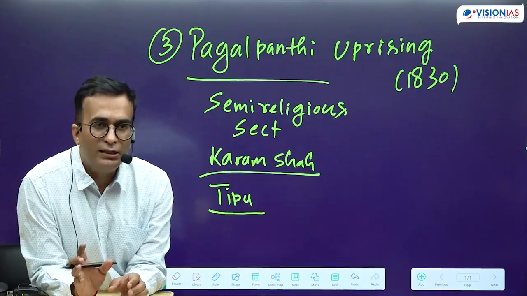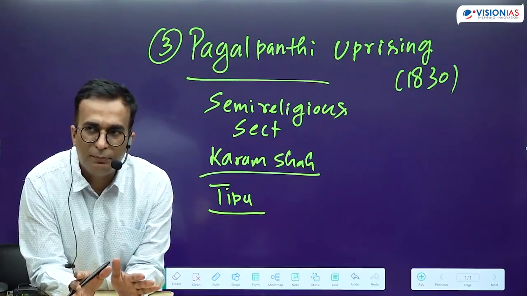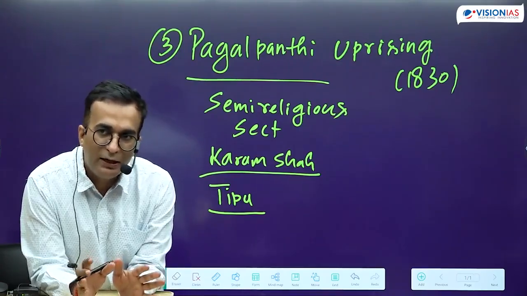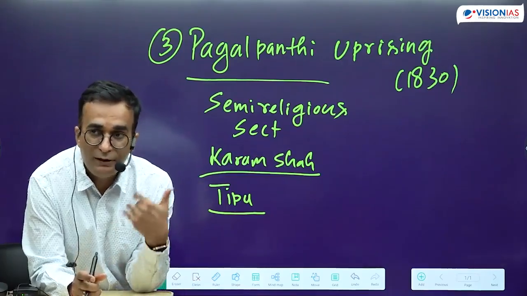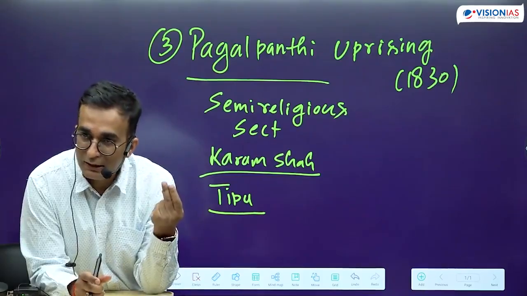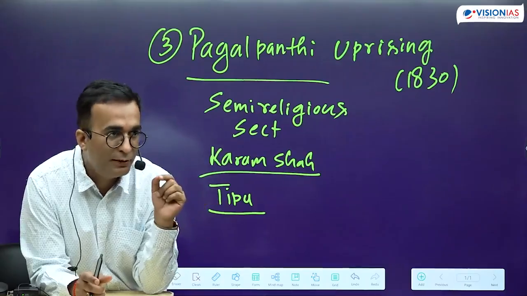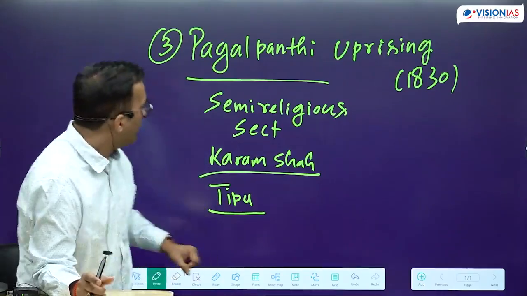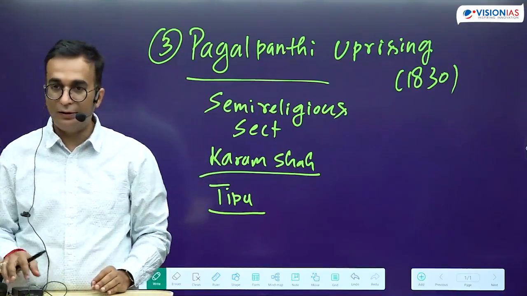So understand, for the majority of the places we are not going to mention that it was suppressed. It is inherent that many of them were suppressed, but wherever there is a fierce resistance from the Indian side, we'll be mentioning, and wherever there is a victory of the Indian side, that also will be mentioned. So write this once. Mention, it was a semi-religious sect.